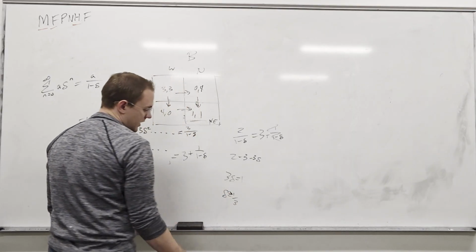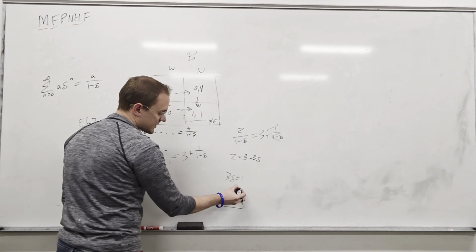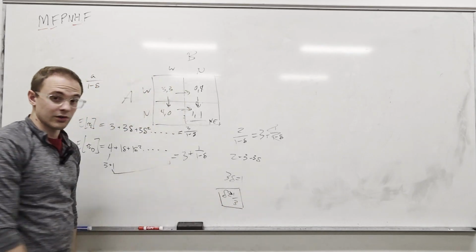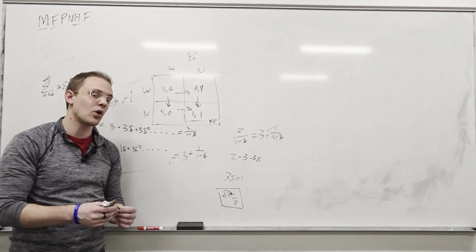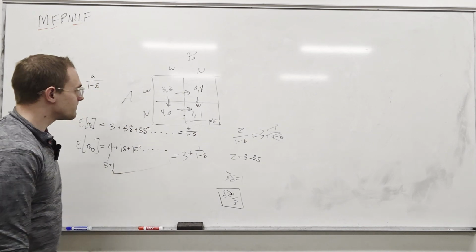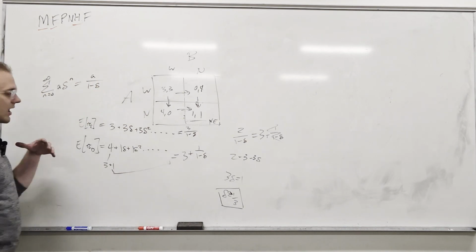In other words, my discount factor should be at least 1/3 in order for me to cooperate. Otherwise, not cooperating, it's not worth it. Okay? So that is how you would solve an infinite game.